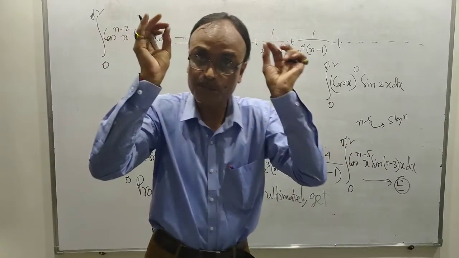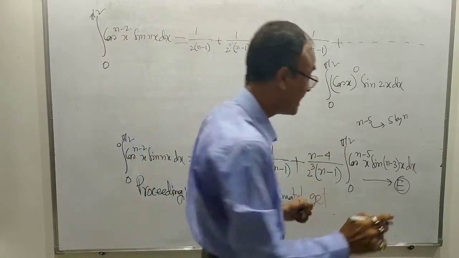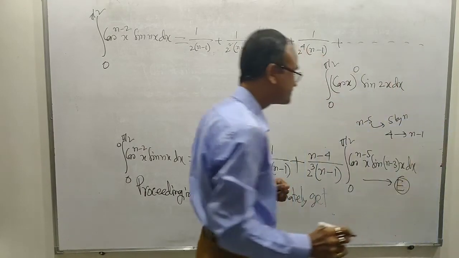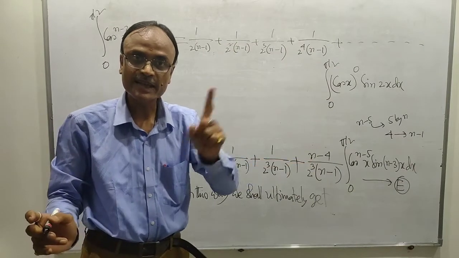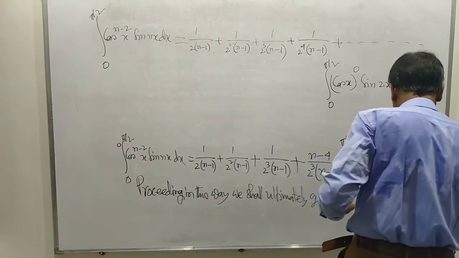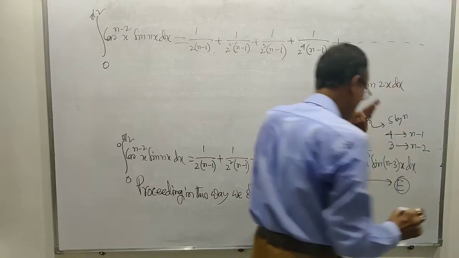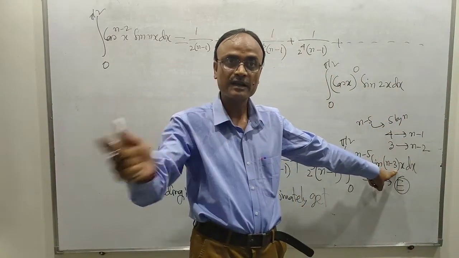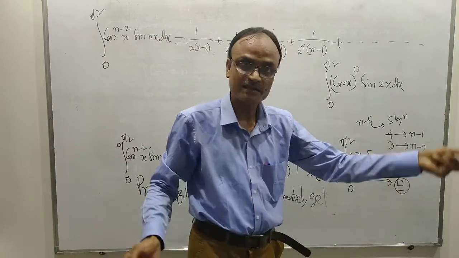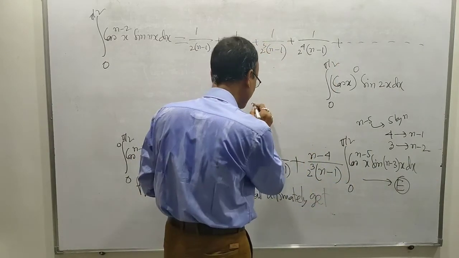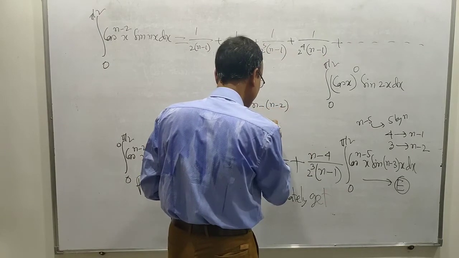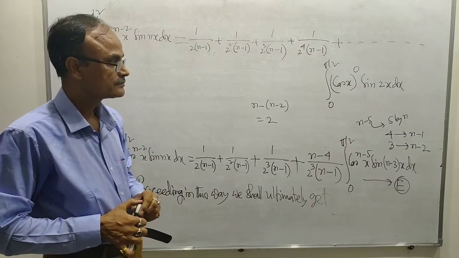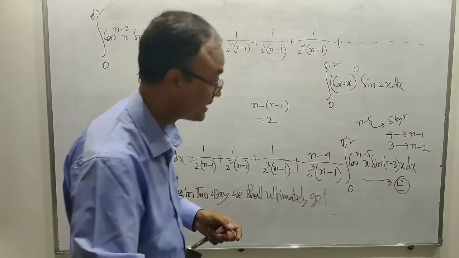If you have replaced 5 by n, then 4 will be replaced by n minus 1, and 3 will be replaced by n minus 2, right? Replace this 3 by n minus 2. N minus n minus 2 is equal to 2. You have written this in this way.